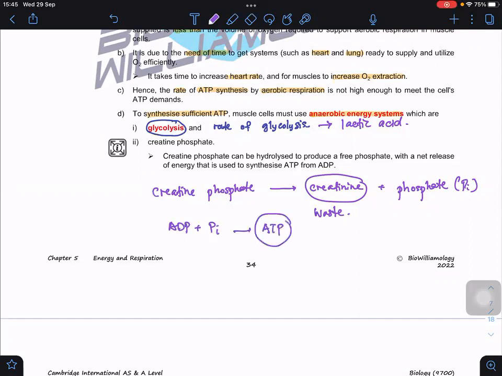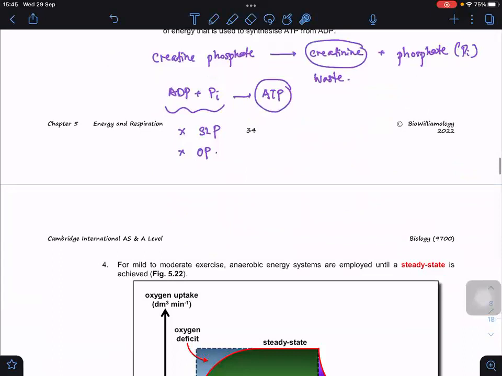Are you clear? But this is not because of substrate level phosphorylation, and not because of oxidative phosphorylation. It's because of the donation from the creatine phosphate. When creatine phosphate donates the phosphate group, it itself becomes creatinine. It's a kind of waste that we are going to excrete out from our body. We're going to learn about creatinine in A2. So that's why I put it at this moment. No need to know. I put this symbol, which basically means that it's extra information for you.